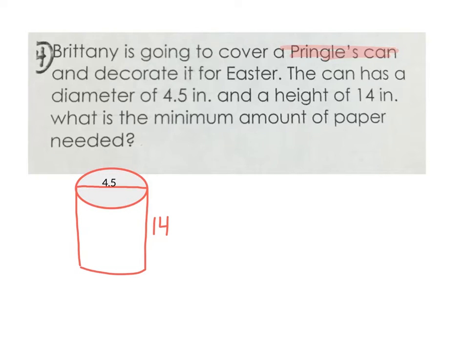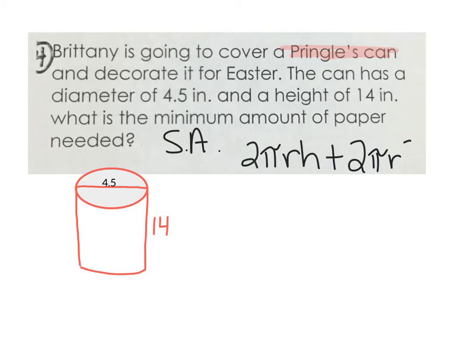So that's surface area. So we need the surface area of this cylinder. And we're going to cover the whole thing, so it's total surface area. Okay, SA for surface area. So surface area of a cylinder, it's important that you have the correct formula for that. And that is 2 pi RH plus 2 pi R squared.